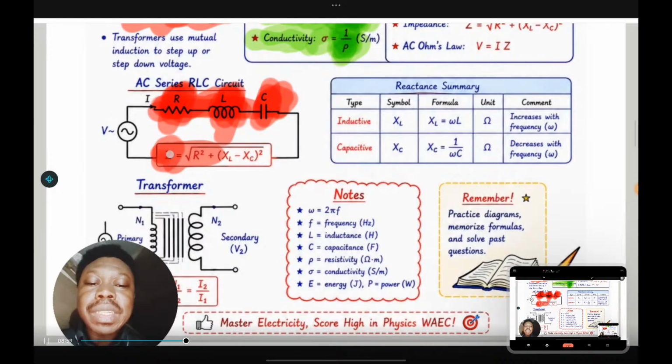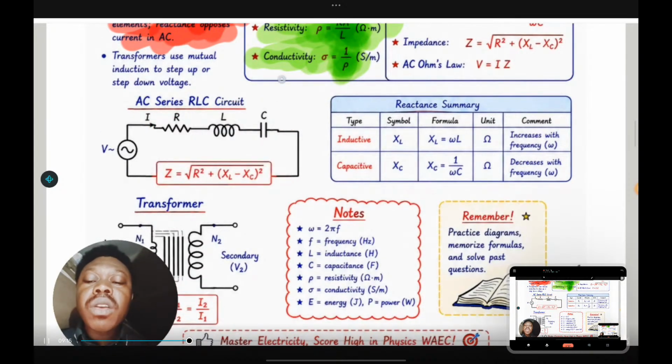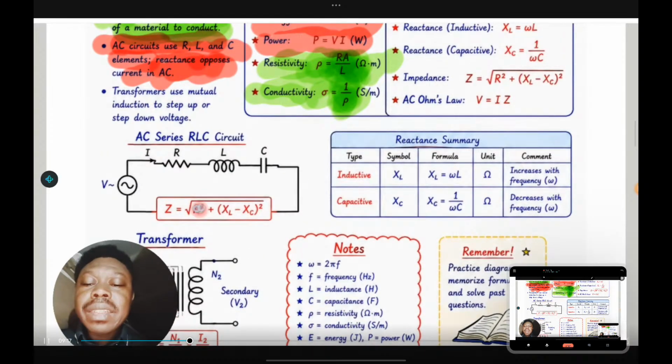This Z represents impedance, and it is the square root of R squared plus open bracket XL minus XC squared. Now, this is what it means. Take note, pay attention to this part very well. Now, this R here is this. You square this R, this value here. For this L, this inductor, you don't use it directly here. Instead, you convert it to reactance.